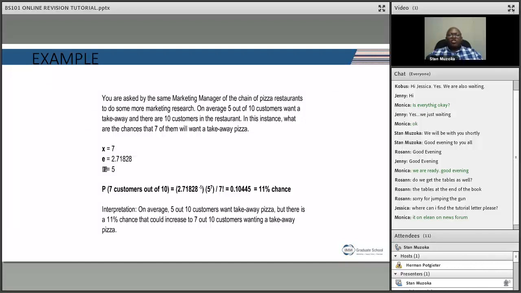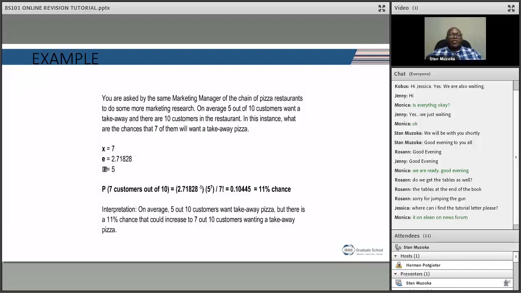The probability of 7 customers out of 10 is equal to e to the minus 5 times 5 to the 7 divided by 7 factorial. The 7 factorial as well is there on your calculator. It's shown as a second function, x exclamation mark.